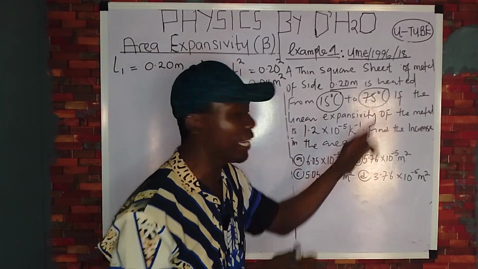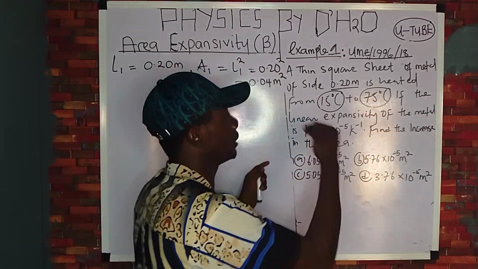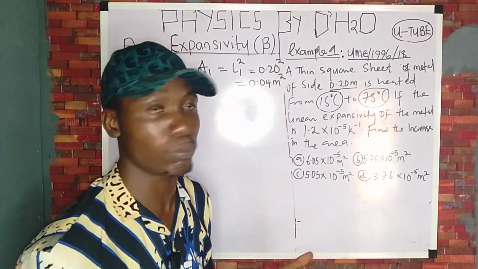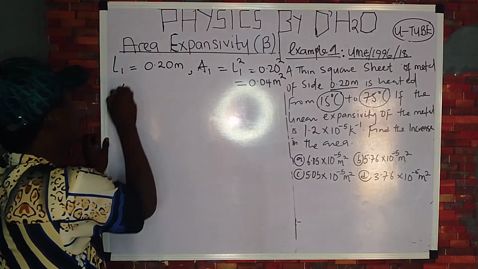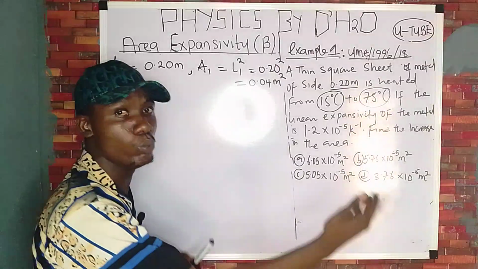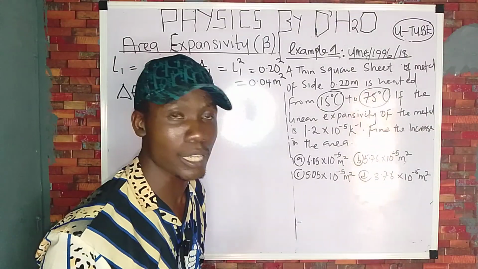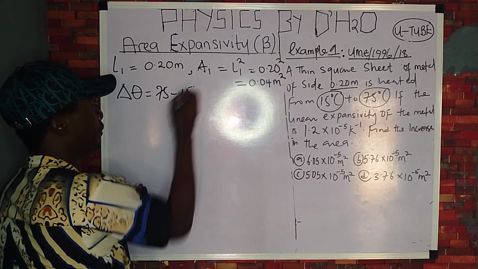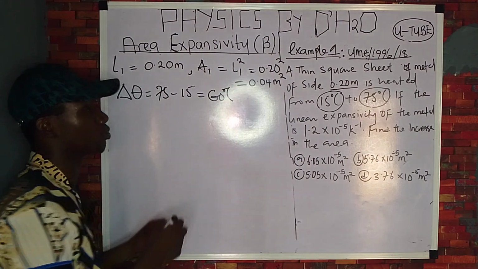Now, this is the change in temperature. So let's get our change in temperature. From this question, there's a rise in temperature. It means that you have to do what? Subtract the smaller one from the bigger one. So we have change in temperature equals theta 2 minus theta 1. Our theta 2 is 75, theta 1 is 15. So you have 75 minus 15, and that will give us 60 degrees Celsius, okay?